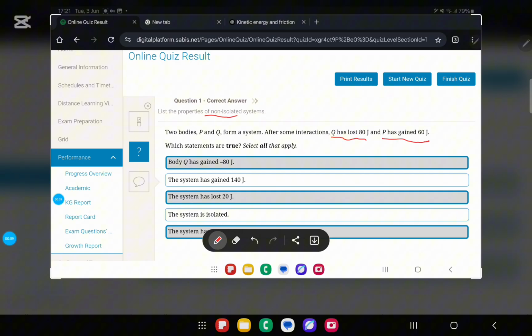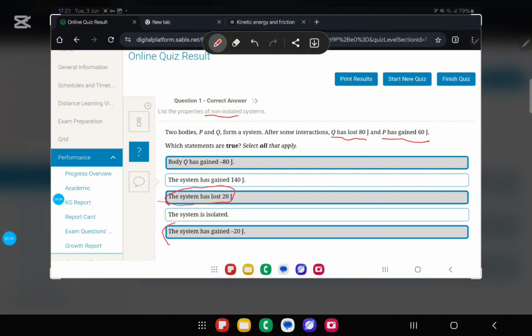So yeah, non-isolated. Since this is non-isolated, Q has lost 80 but P has gained 60. So where's the other 20 that P was supposed to gain? It left the system, so that means it's not isolated. So we can say the system has lost 20 joules, and we can say the system has gained negative 20 joules, which basically means it lost 20 joules. It's the same meaning. They're just trying to trick you.